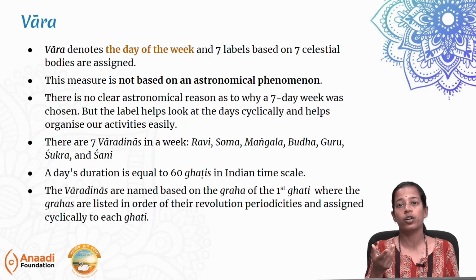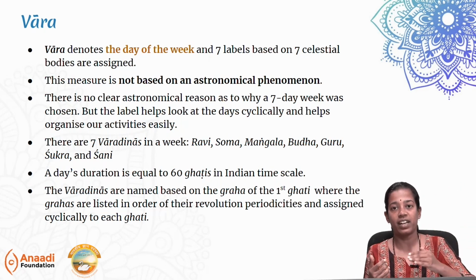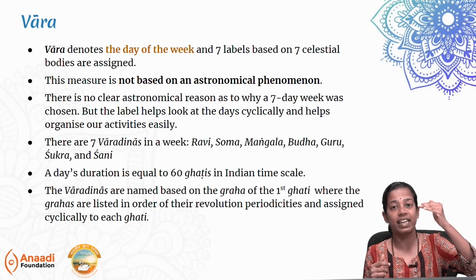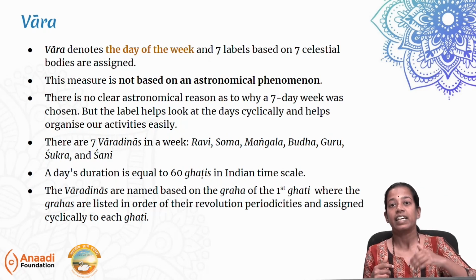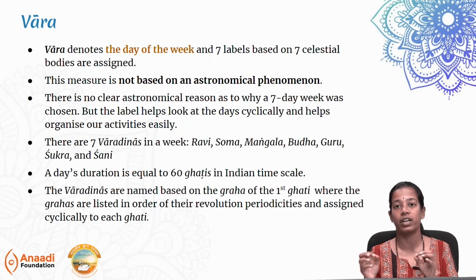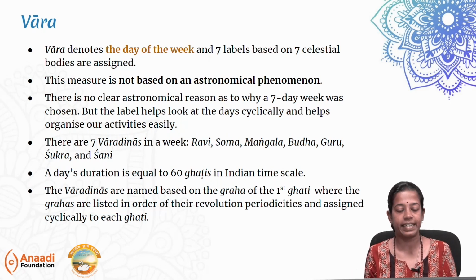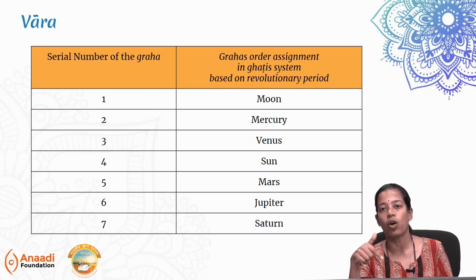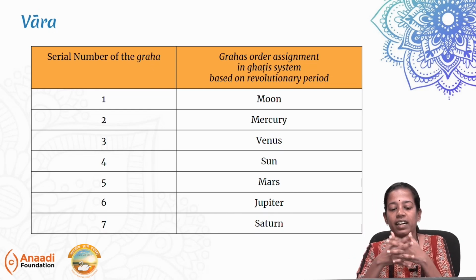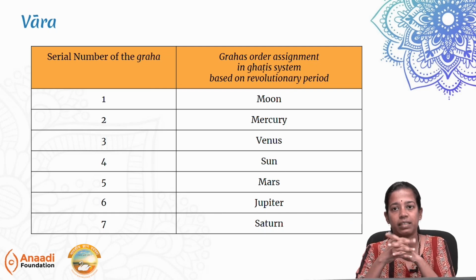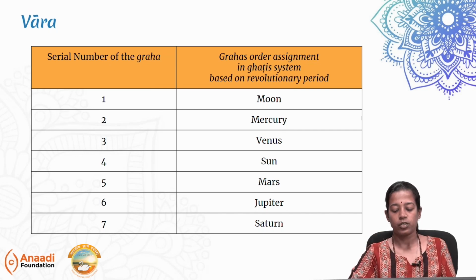Now, what we are going to do is order these Vara dinas. The Vara dina naming will happen by ordering the respective grahas in the increasing order of their revolutionary periodicity. We will see that in the next slide. So, this is how, in increasing order, we are writing. If you look at the grahas, the right side of the table is the grahas order assignment in the ghati system based on their revolutionary period. Okay. So, it starts with moon.